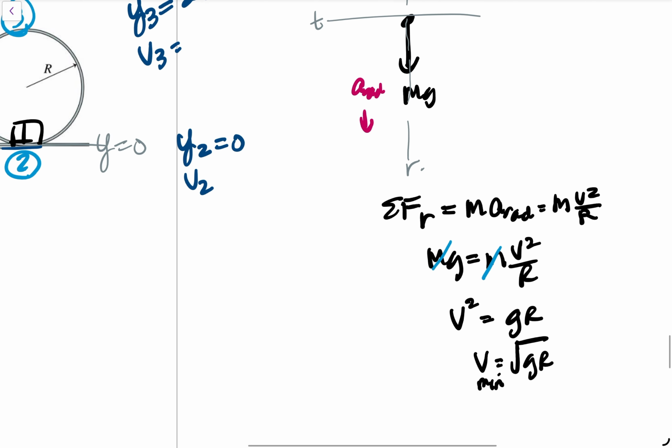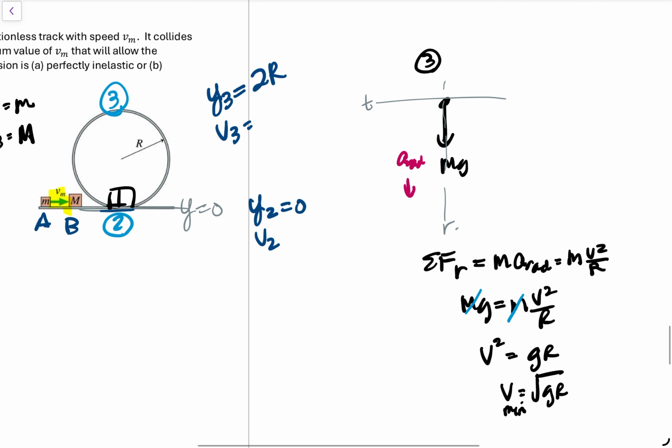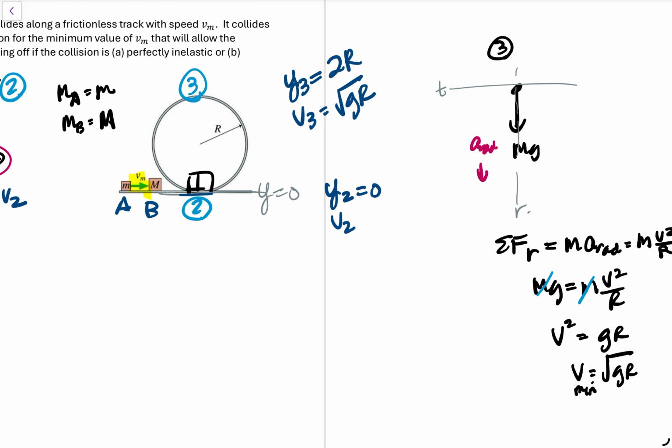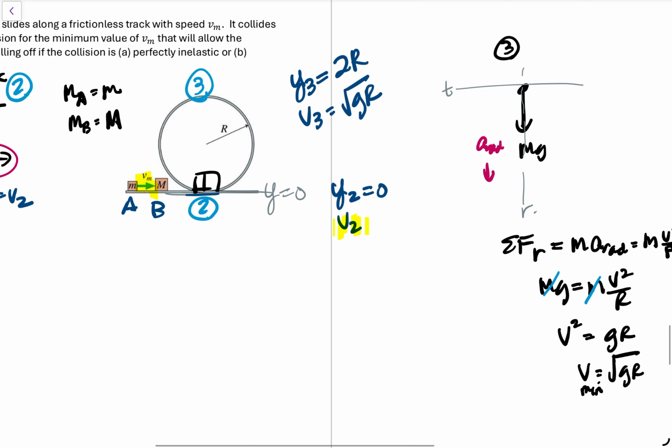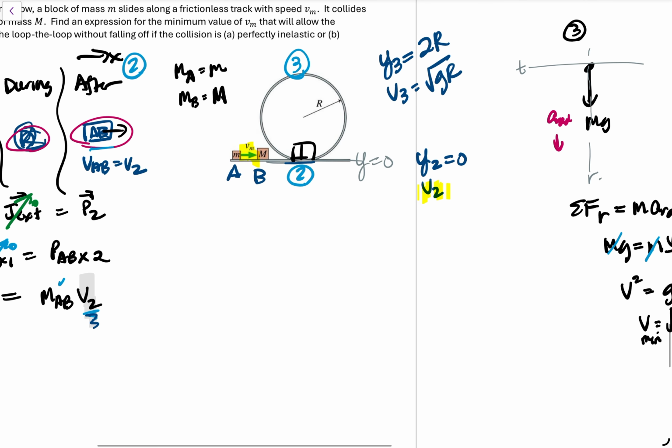So this is the minimum speed that we can have at the top and still have our object make it around. This is what we're going to use over here for v sub 3. So this is going to be the square root of g times r. All right, so I've got the V3. This is kind of what we're looking for, right? Because I need to plug this back into my momentum piece. I have a Y2, a Y3, and a V3. So I think we're in good shape to do an energy analysis.